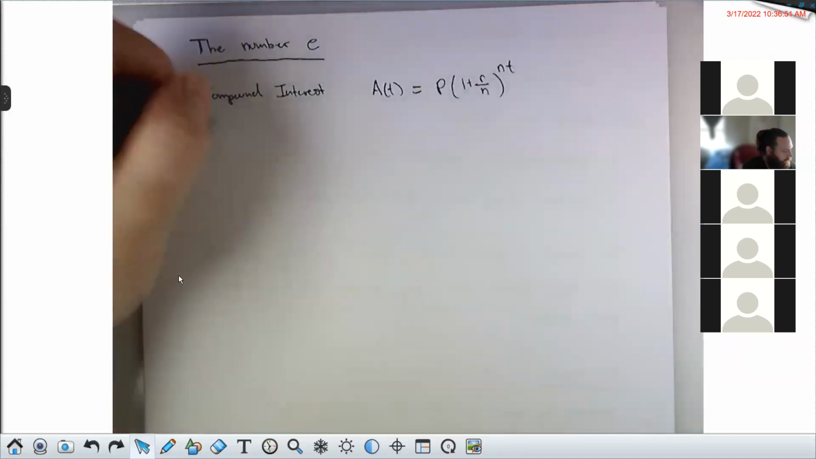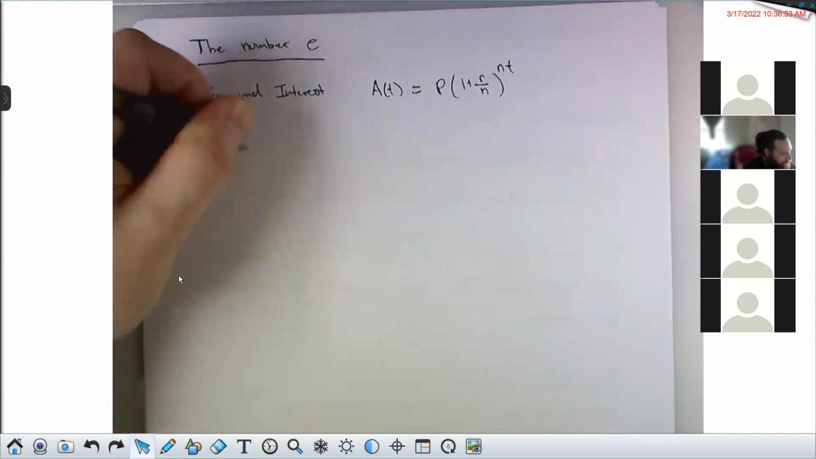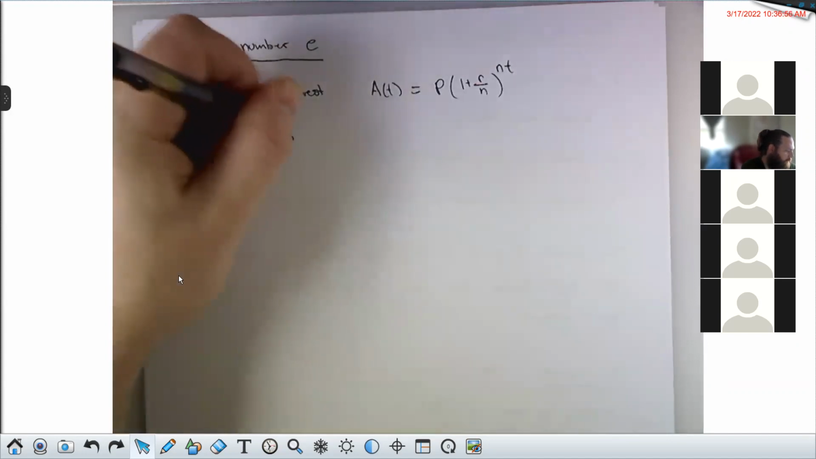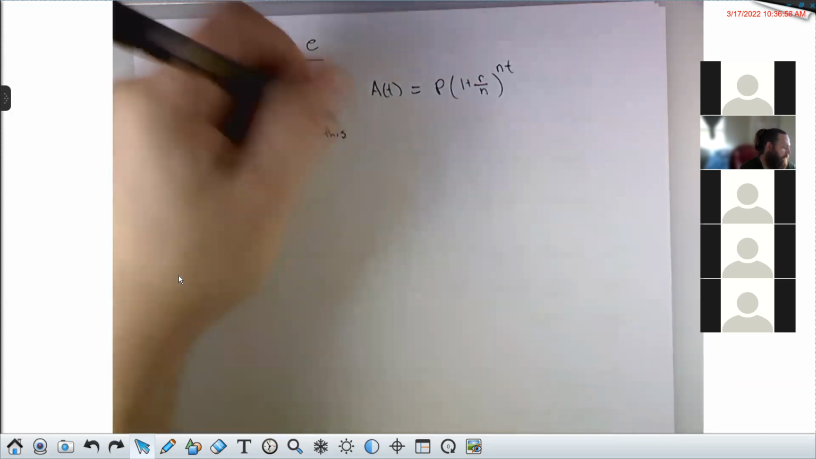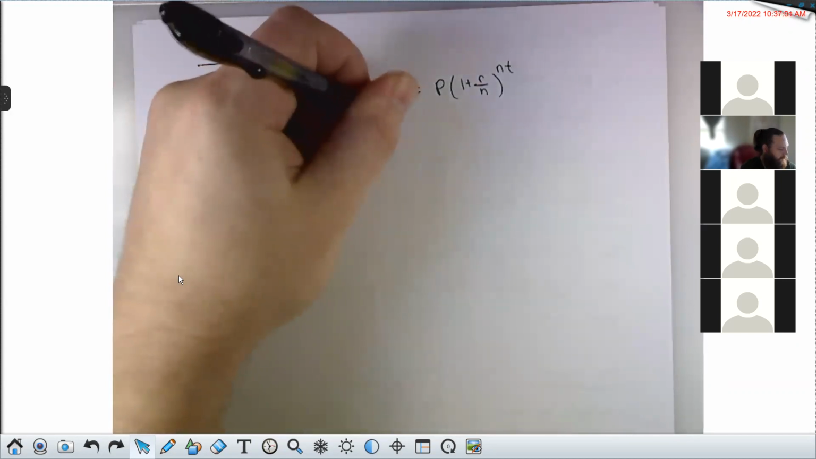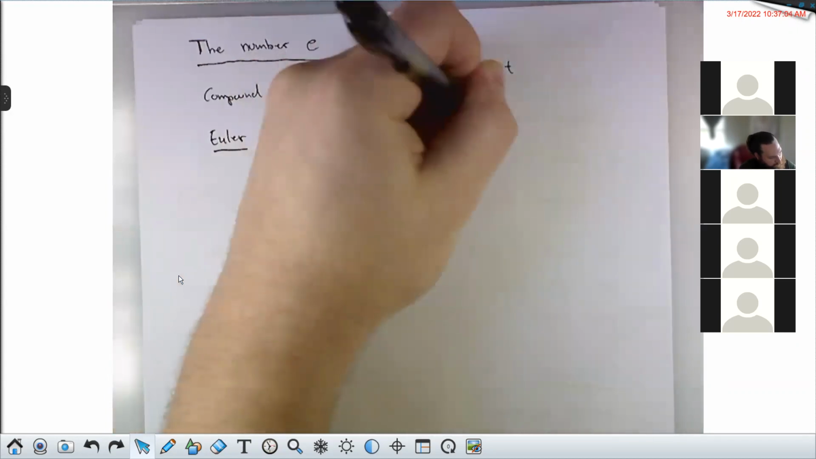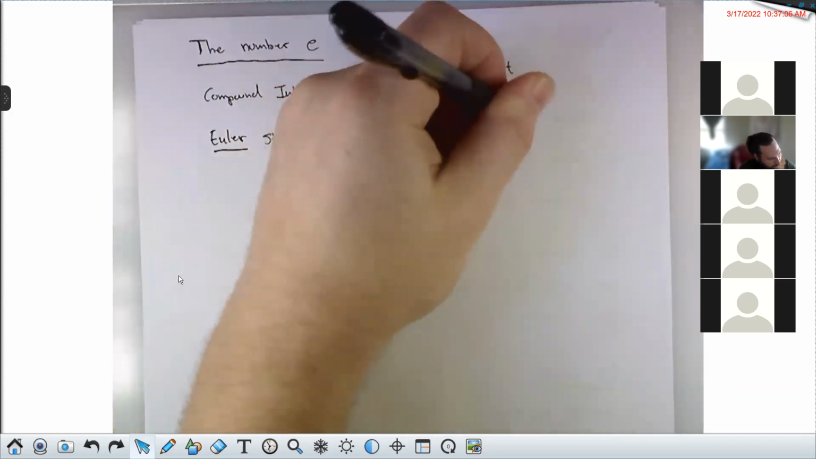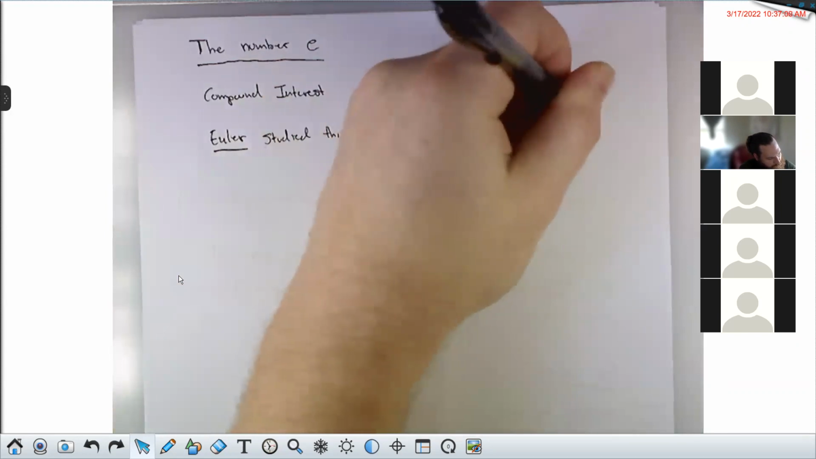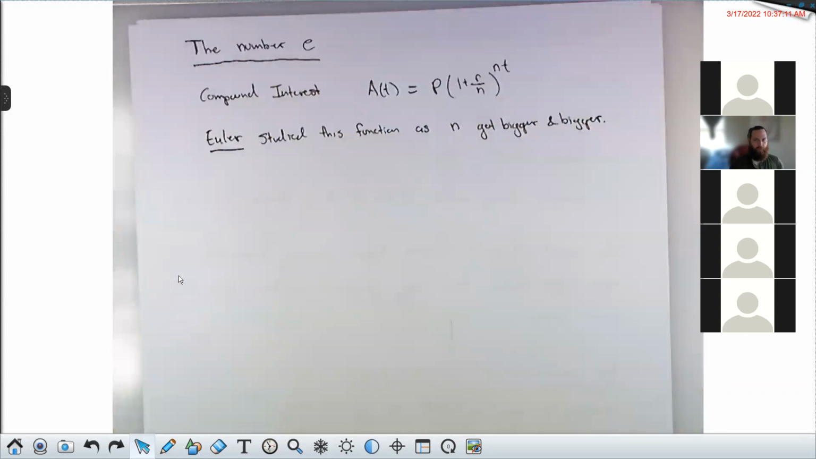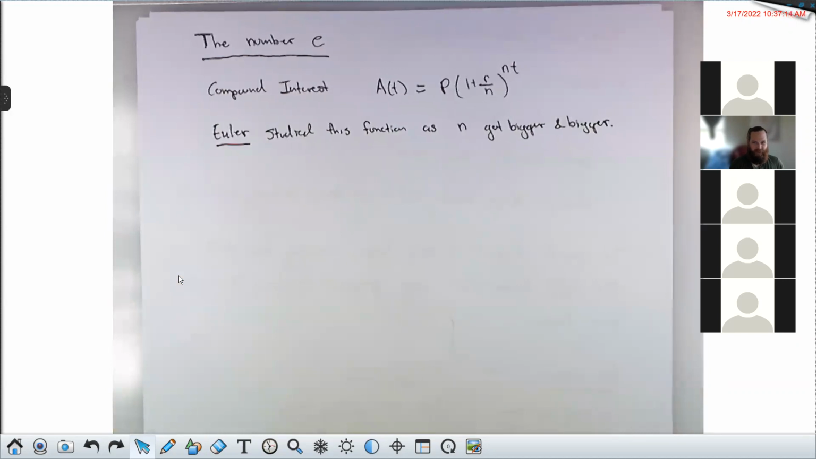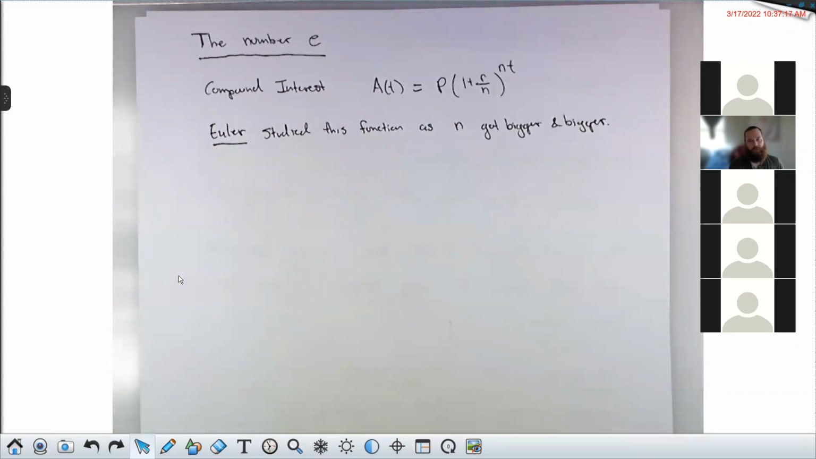But Euler, that was the man's name, studied this function as n got bigger and bigger. So n in that formula is the number of times the bank checks in per year to calculate the interest. If t is measured in years, then n is the number of times the bank compounds the interest, calculates how much interest you've earned so far, and adds that into the bank account.